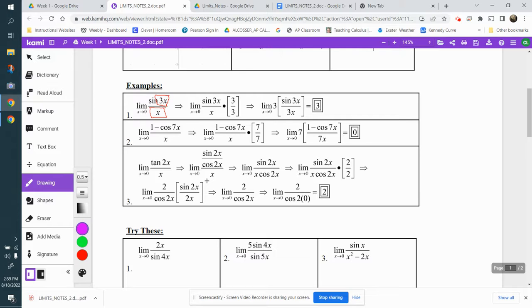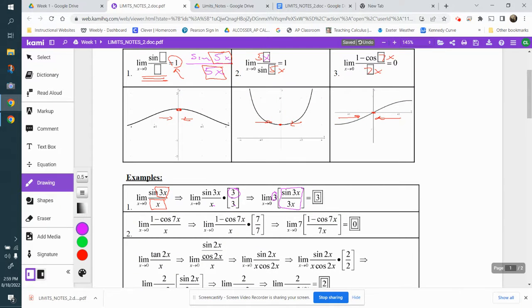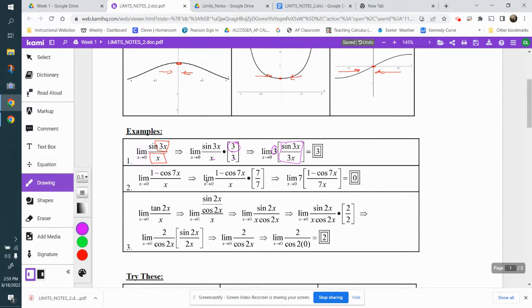So what happens is I multiply the top and the bottom by the missing piece, the denominator and the numerator. So when I multiply this times 3x, I get 3x. And then I have a leftover 3. So that leftover 3 moves out front. What do we know the limit as x approaches 0 of sine of 3x over 3x is? It's 1. So I'll do a step right here. I get 3 times 1, so my answer is 3.